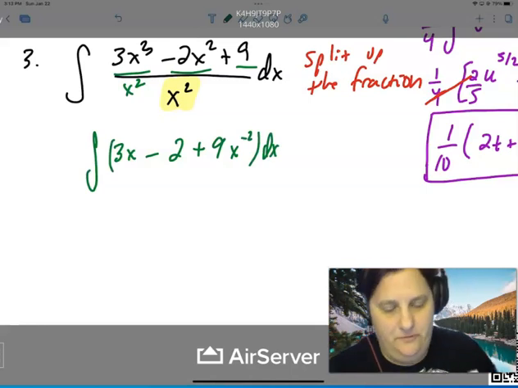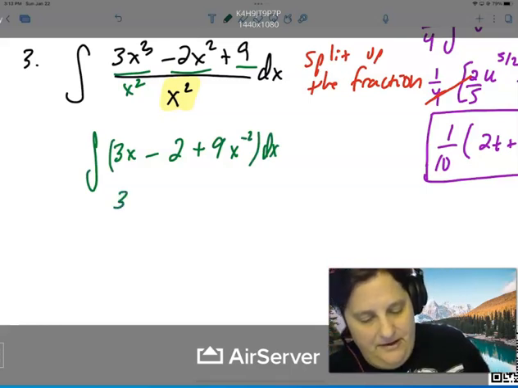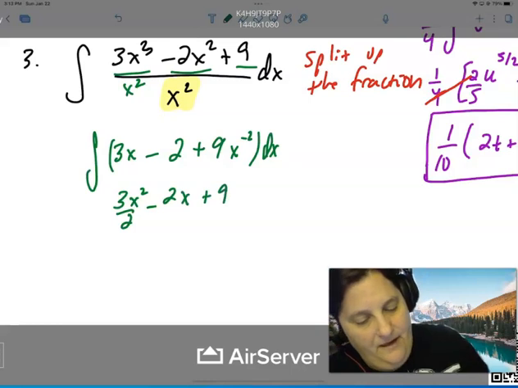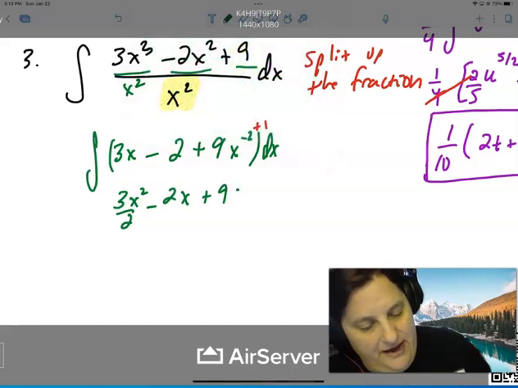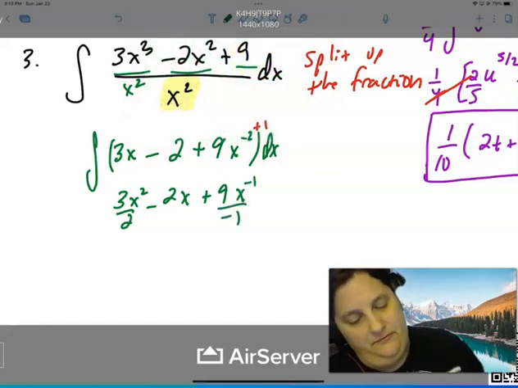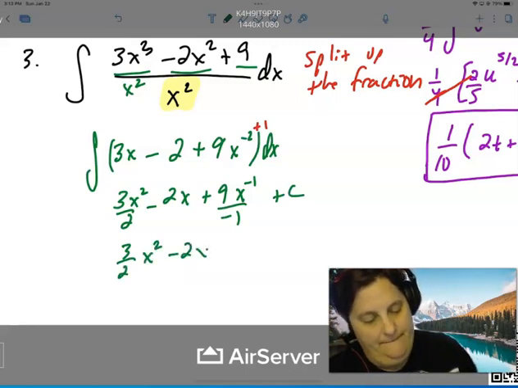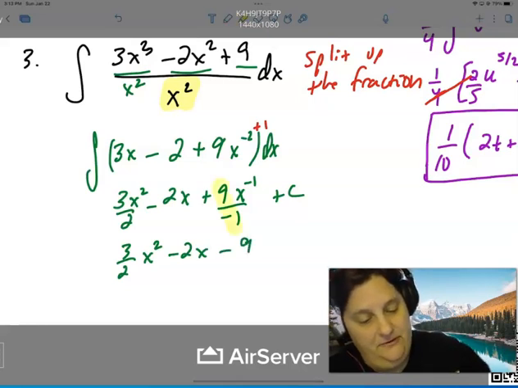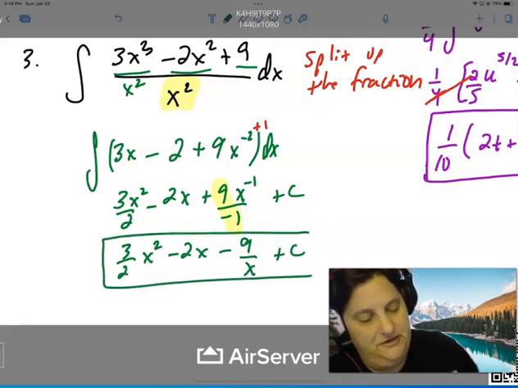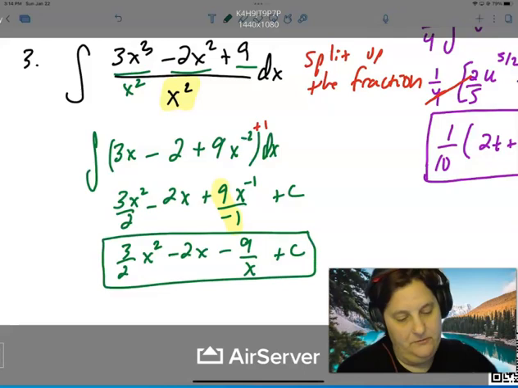And then this is just a very straightforward problem, okay? 3, the integral of x is x squared over 2. The integral of 2 is 2x. And then the integral of this, now remember guys, I'm adding 1. The integral is x to the negative 1 over negative 1. And so I think I'll write it like this, 3 over 2x squared minus 2x. I'm going to put these together and put minus 9 over x plus c. All right, that's what I get for that one.